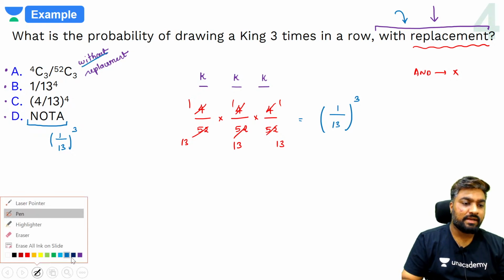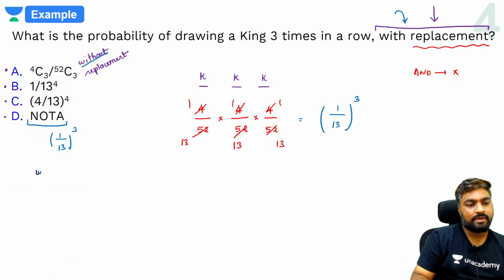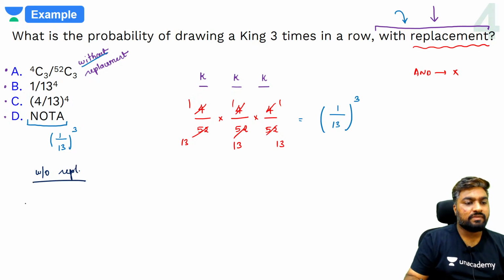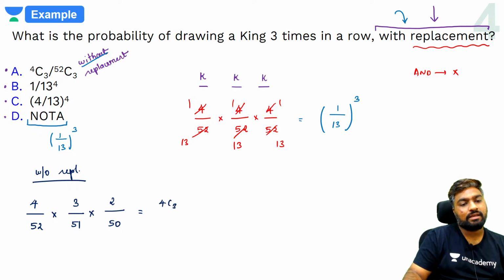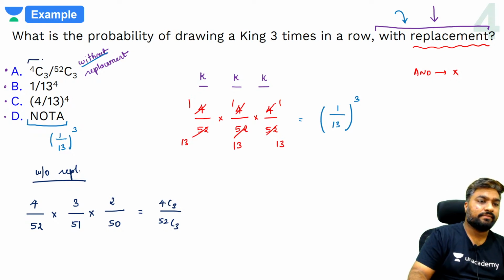In the without replacement case, this will happen. Without replacement, what will happen? Once we pick up a king, 4 out of 52 cards are kings. Once we pick it up, there will only be 51 cards left, so there will be only 3 kings left. Then only 50 cards will be left, only 2 kings will be left. What is this basically? 4 into 3 into 2 by 52 into 51 into 50 is basically 4C3 by 52C3. But this is not what is asked.